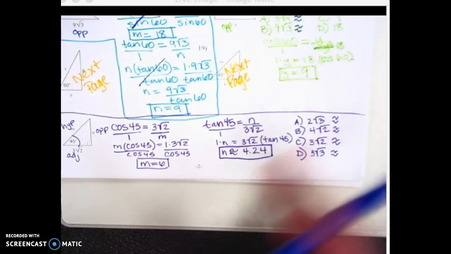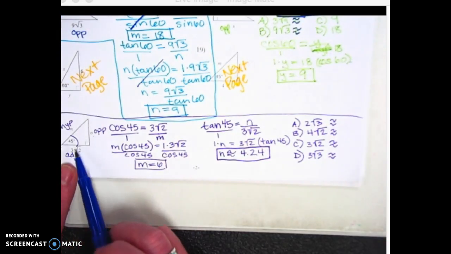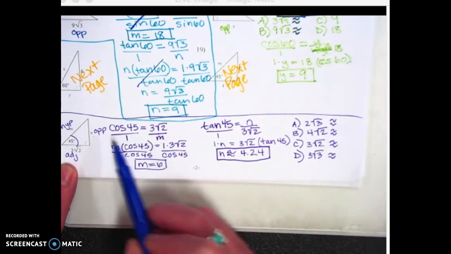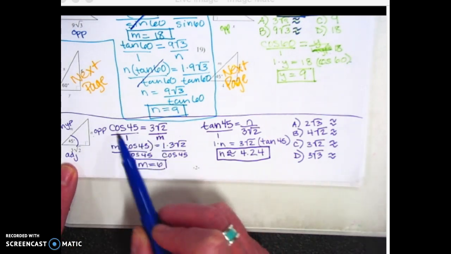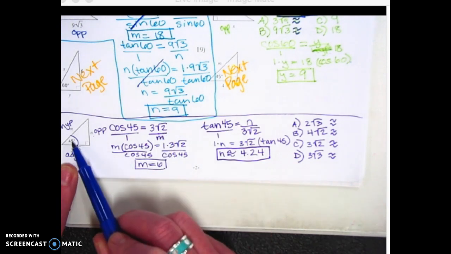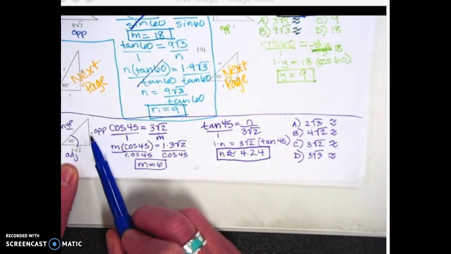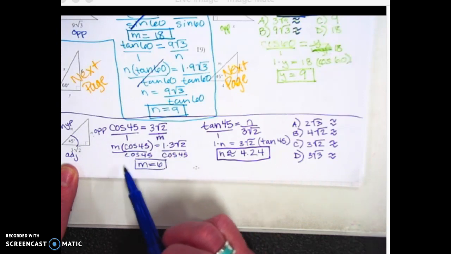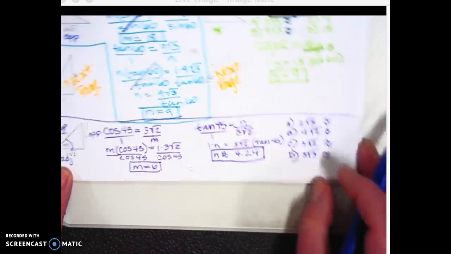Jumping down to number 20. From this angle, I labeled all 3 sides. Decided to use the cosine first to solve for m. Set up the proportion using cosine. So cosine is adjacent over hypotenuse, and then did the cross product and solved for m.